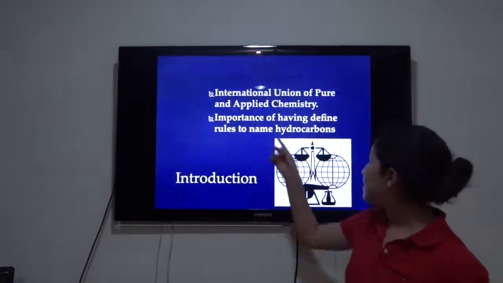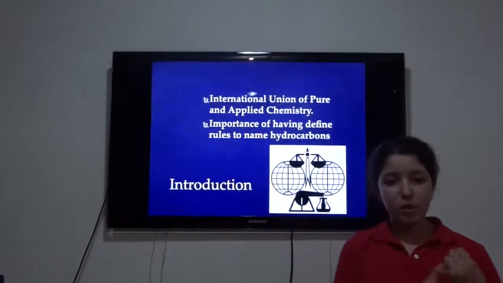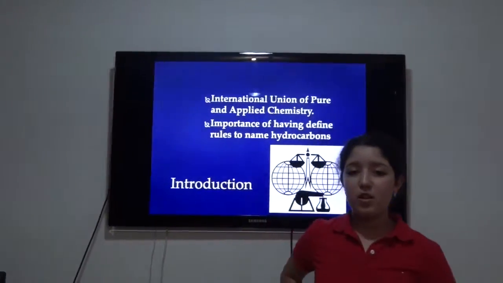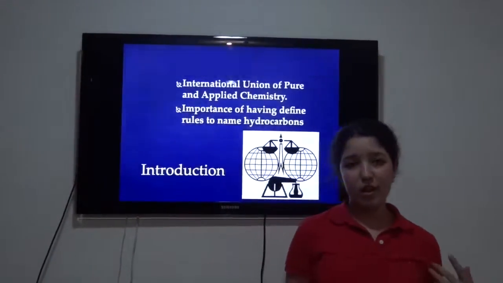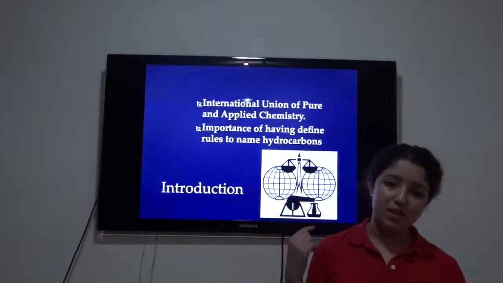And what is the importance of having defined rules to name hydrocarbons? The importance is that it doesn't matter which language you speak or in which country you live, the scientific language is the same in every place. So you can know it even though you speak English, Spanish, or if you live in Iceland.